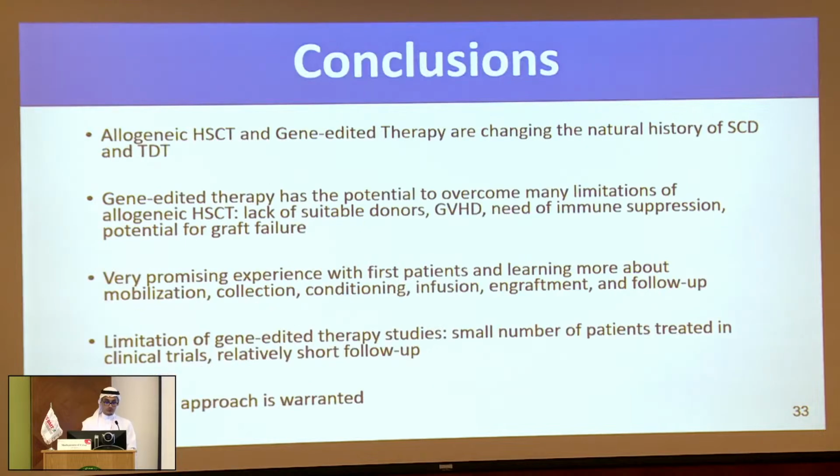So to conclude, we know that allogenic and gene-edited therapy are changing the natural history of sickle cell and thalassemia patients. Gene-edited therapy has the potential to overcome many limitations of transplant, like lacking a suitable donor, GVHD, and the need for prolonged immunosuppression, and an easy return to work and school.